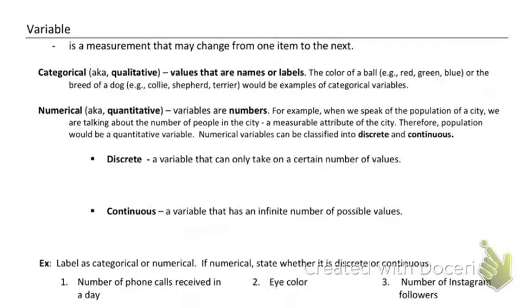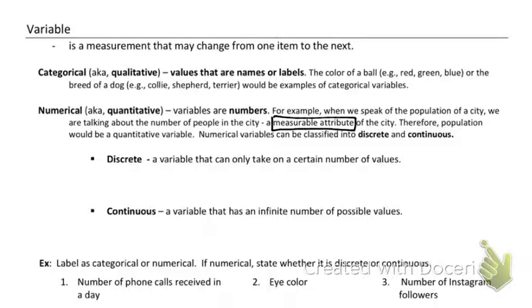The next thing is numerical or quantitative. Variables are numbers. For example, when we speak of the population of a city, we are talking about the number of people in this city. Now, here's the thing you need to pay attention to. In order to be numerical, it doesn't just mean you use a number. It has to be a measurable attribute to be a numerical representation. Therefore, populations would be a quantitative variable. Numerical variables can also be described as discrete or continuous.